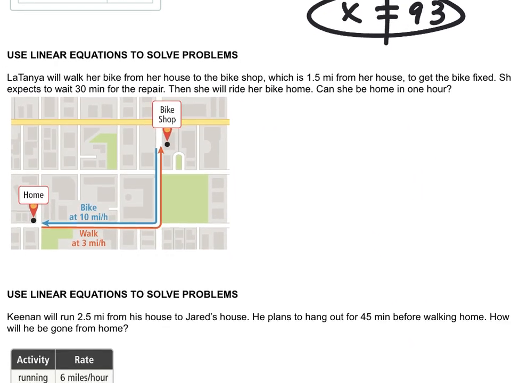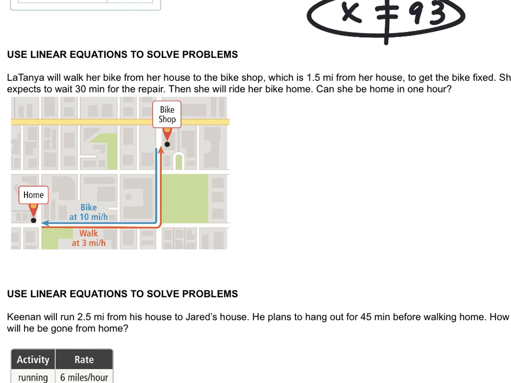All right, so on this one, we've got this problem where it says LaTanya will walk her bike from her house to the bike shop, which is 1.5 miles from her house, to get the bike fixed. She expects to wait 30 minutes for the repair, and then she will ride her bike home. Can she be home in 1 hour? This is a very tricky question, but what it requires you to do is analyze the problem and figure out, is this a reasonable situation?